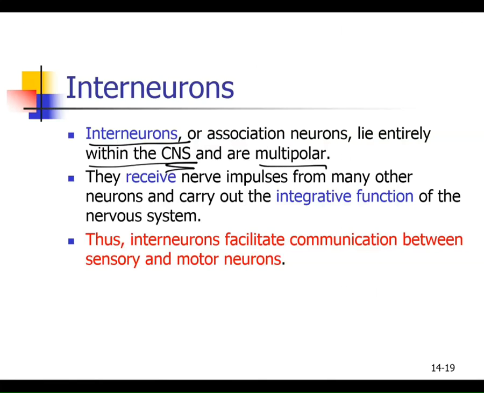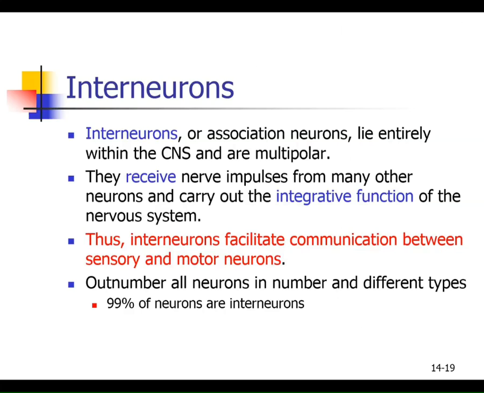They're going to have lots of dendrites because they're receiving all this sensory information coming into your brain, coming into your spinal cord. So they're the thinkers. These are the integrators. They're going to receive all this information, and then they're going to send signals out the motor neurons. The vast majority of your neurons are interneurons. Here I've got 99% of your neurons are interneurons.